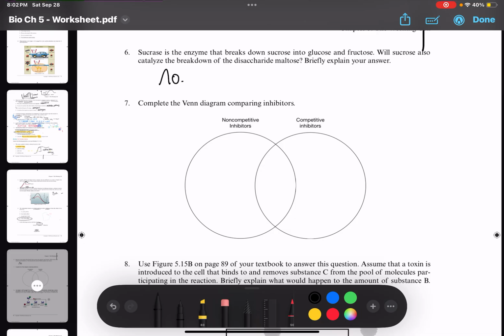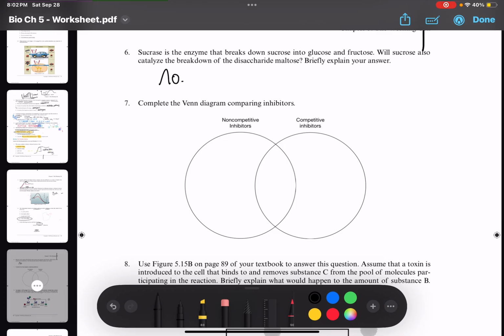Enzymes are specific. That means an enzyme is only connected to its function, right? If sucrase can only break down sucrose, it will only break down sucrose. So if you're thinking, oh, it might break down maltose, no, there will be a separate enzyme for that. Enzymes are highly specific, so it can only work for a specific function. So no, it will not help catalyze a breakdown for the disaccharide maltose.